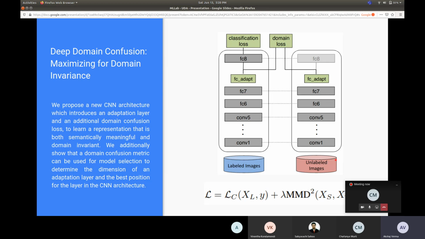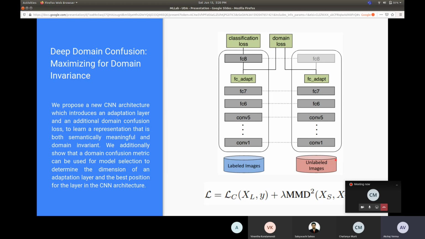So how it does that is because of this joint loss. So L_C, as you can see, is the normal cross entropy loss, and there's another factor added to it called the MMD, which is maximum mean discrepancy. So I'll talk about MMD in the next slide.